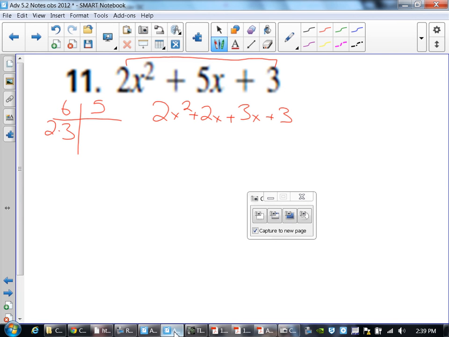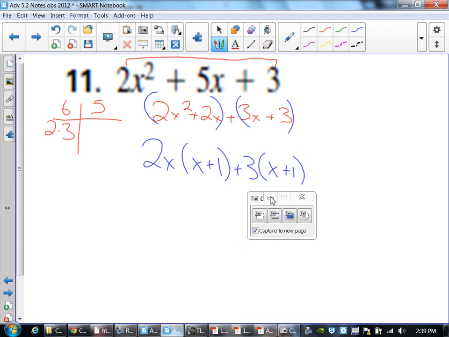And now I have 4 parts, which means I'm going to try to factor by grouping. What do these guys have in common? 2x. I'm left with x plus 1. What do these guys have in common? 3. And I'm left with? Wow, that's super easy. Are these the same in the parentheses? Yes. Write it down.